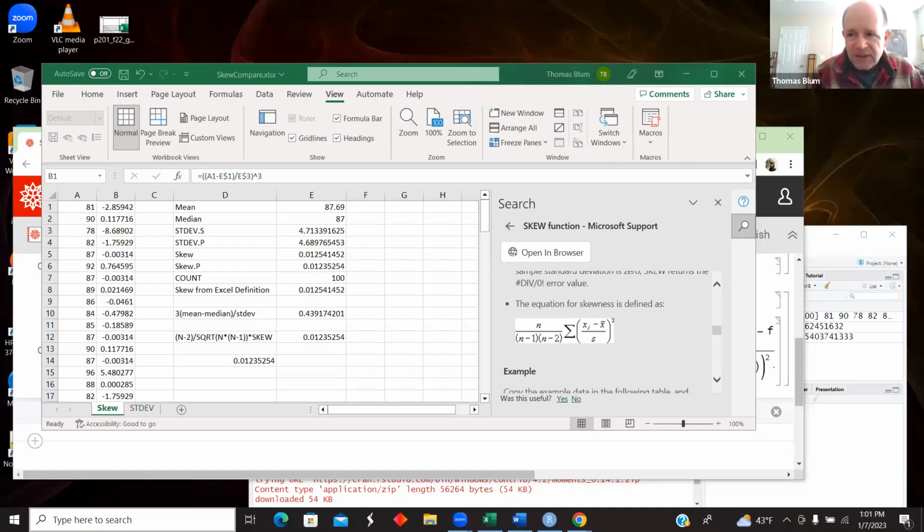I came across recently some slight differences in the definition of skew between Wolfram Cloud, Mathematica, and Excel. And so I wanted to dig down a little bit and understand these differences.